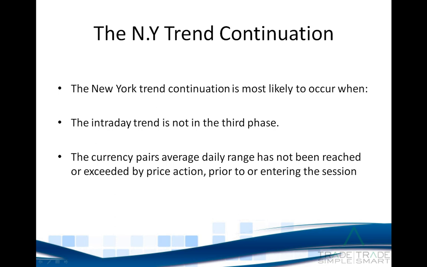The second high probability signal is the currency pair's average daily range has not been reached or exceeded by price action prior to entering the session. Okay, so it's the same two signals we use with the reversal, but we're just using them in different ways. So in terms of the trend continuation, we're looking for a trend which has not reached the third phase prior to the open of the US session, and we're looking for the range of this trend to be short of the currency pair's ADR.